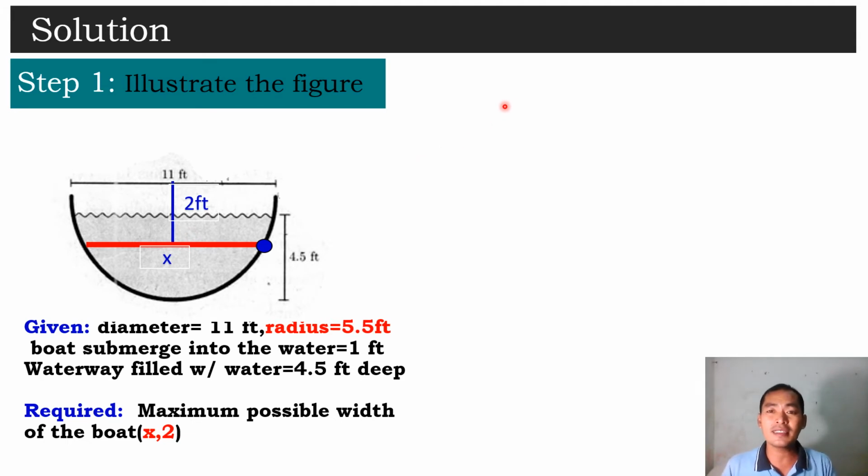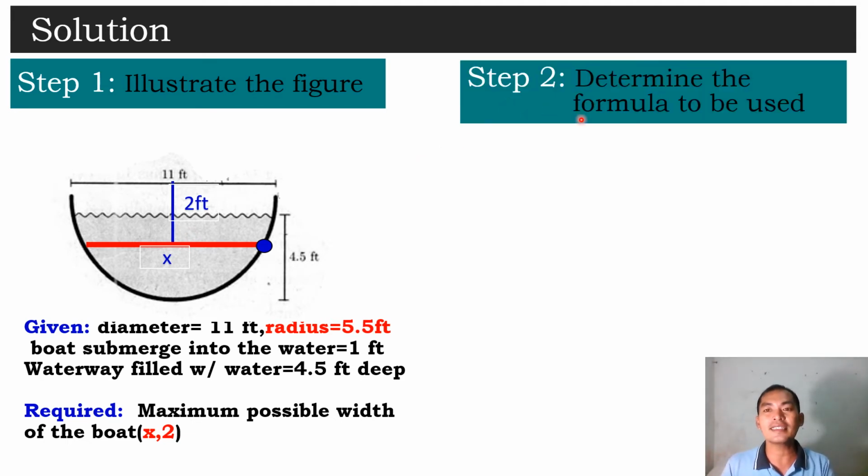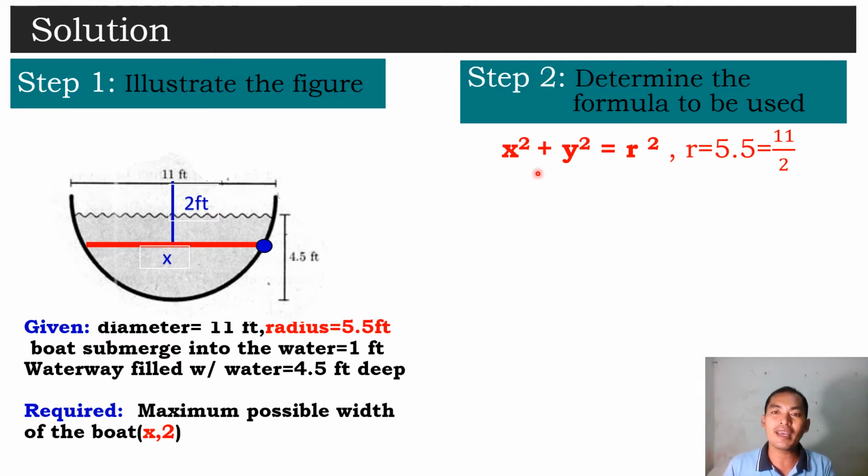We illustrate. Done. Next is the formula that you are going to use. So you use the formula when the center is at the origin. So we have x squared plus y squared equals r squared. But the radius is 5.5. We can change that to a fraction. 5.5 is 5 and 1/2, or in fraction is 11/2. It's better to use the fraction.